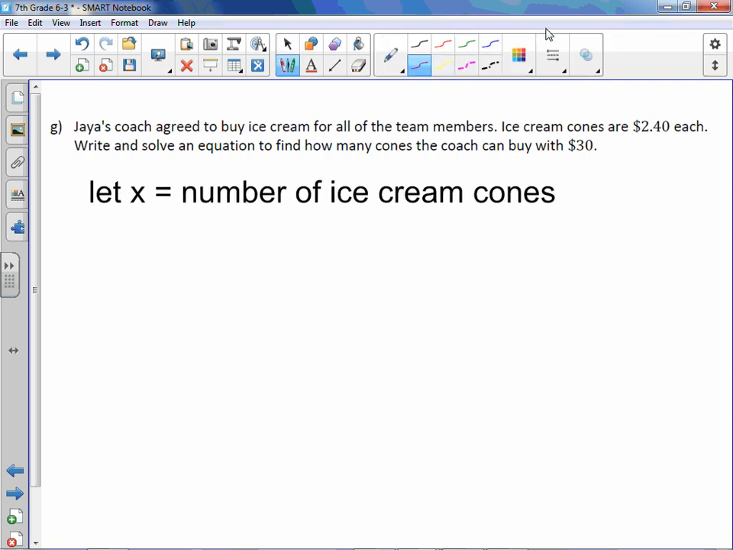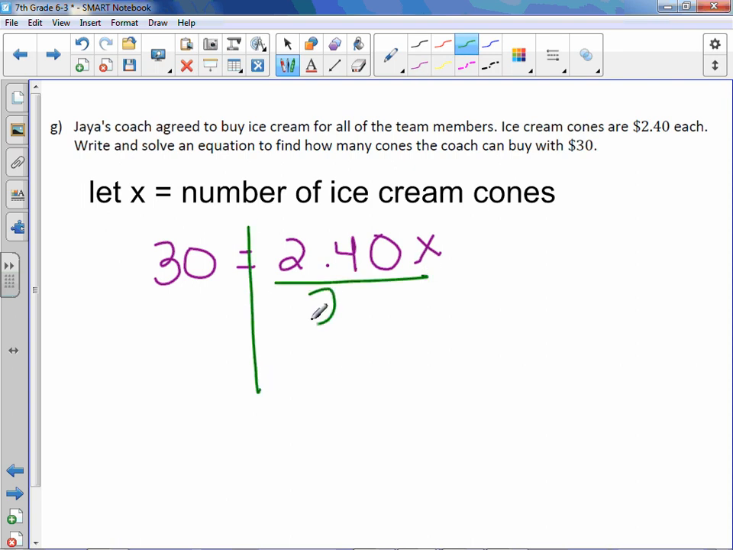Now let's write an equation. $30 is the maximum amount, and each cone is $2.40, so $2.40 times x equals 30. And you can write it either way. You can write 30 equals 2.40x or 2.40x equals 30. Now let's solve it. Divide both sides by 2.40.